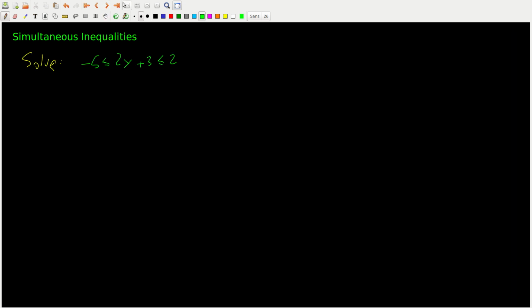Okay, so let's talk a little about simultaneous inequalities. You've probably seen these before. What we have here is an inequality that is essentially two inequalities written together. It means the two inequalities that minus 5 is less than or equal to 2x plus 3, and at the same time, that 2x plus 3 is also less than or equal to 2. And so we could use the ideas we've just talked about to solve both of these inequalities separately. But in fact, it's more efficient to solve the two of them together by using that theorem, but doing it simultaneously.